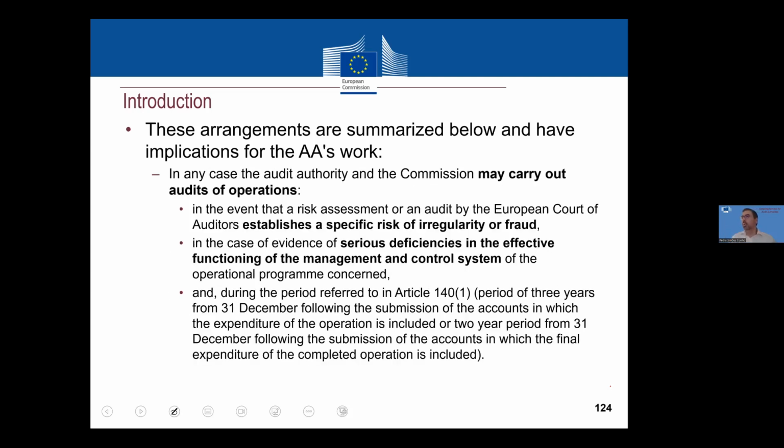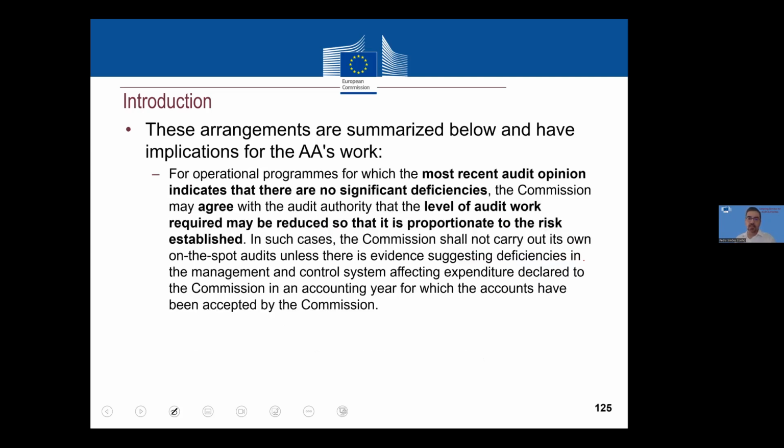Then we have even broader rules to say that you, audit authorities or the Commission, may still, independently of the level of expenditure, carry out some audits over these operations, even if they are very small, under certain conditions. The conditions are that under a certain risk assessment, you have established a specific risk of irregularity or even fraud for this operation; that you have spotted what you consider to be serious deficiencies in the management and control systems; and also that this is in the period referred to in Article 141, a period of 3 years following the submission of the accounts. Under all these three conditions, you still may audit these operations, but you should have clear proof that you are under these conditions.